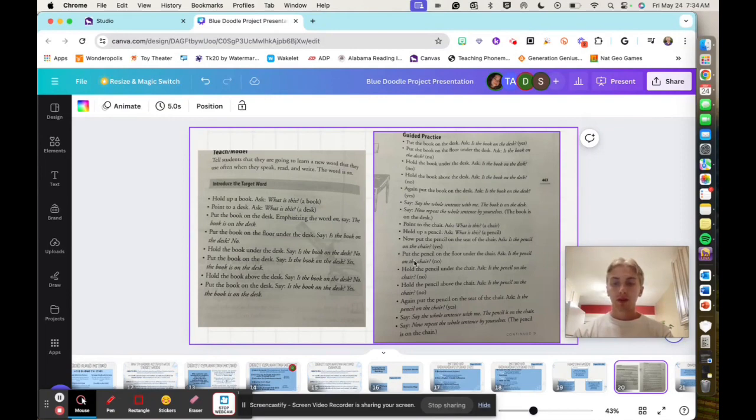I'll let y'all look at that for a minute. So you'd say, put the pencil on the floor under the chair. Ask, is the pencil on the chair? Yes. You go back and forth and say, put the pencil on the floor under the chair. Ask, is the pencil on the chair? No. And so you do that. They would work through those to help understand how to use that word, and make sure they're using the right tense of the word.